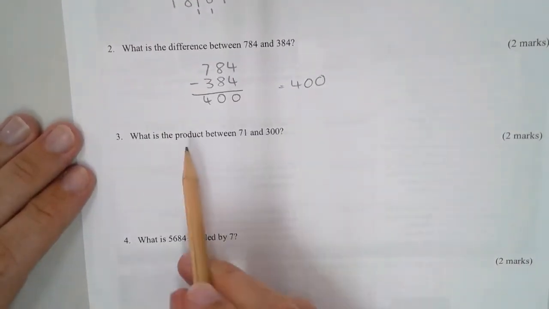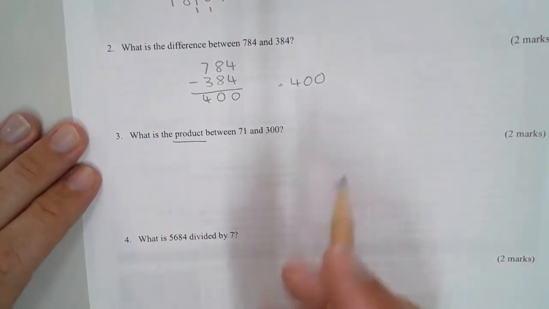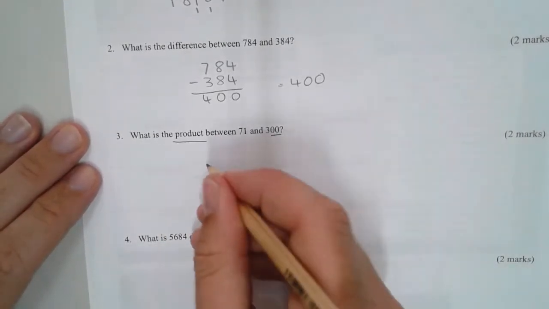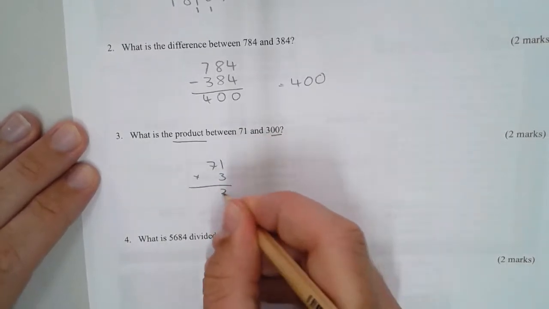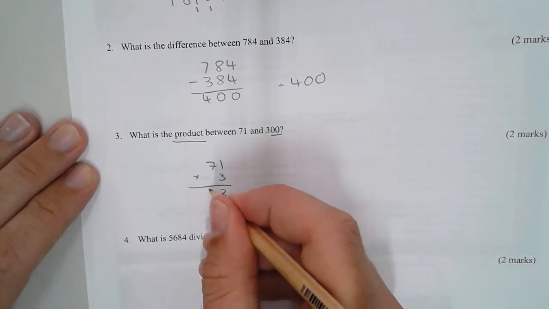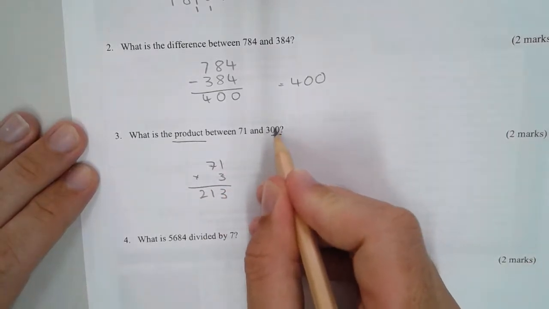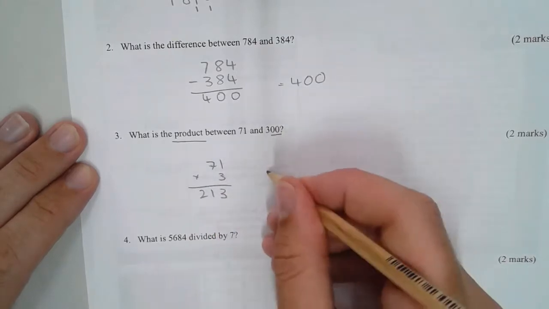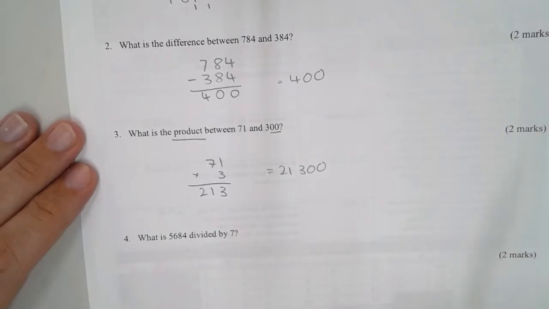Number 3, what's the product? Now the product means multiply. Now there's a trick here, because it's 300, I'm actually going to do 71 times by 3. 1 times 3 is 3, 7 times 3 is 21 to get 213, and because I'm timesing it by an extra 100, I'm adding on the extra 100, so my answer must be 21,300. I'll put the 2 zeros back again.